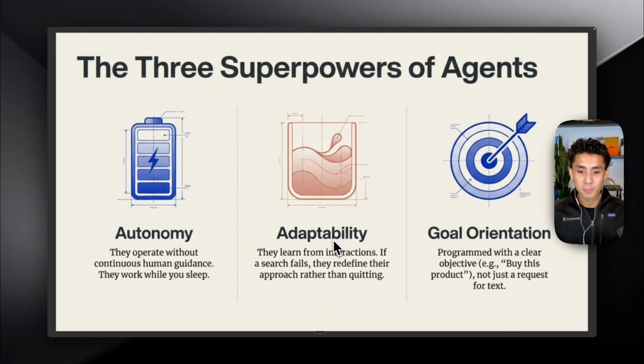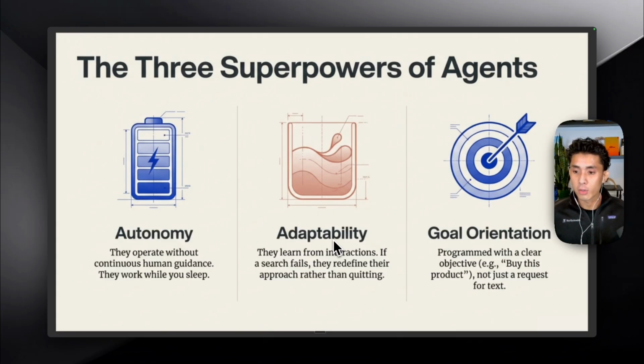For adaptability, here is what's so fascinating: they learn from their interactions. So if the first approach that they take towards something fails, then they try again, but in a different way. If you think about it, that's the way that we operate as human beings. There's so many different ways to do one thing that if method one fails, then of course we're going to try other different methods to get to that same goal.